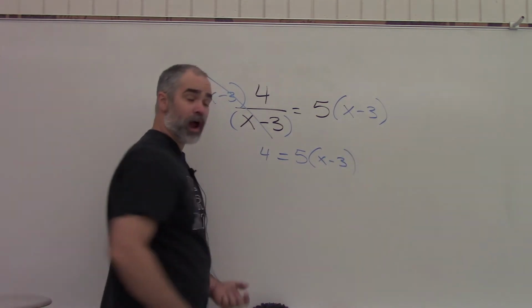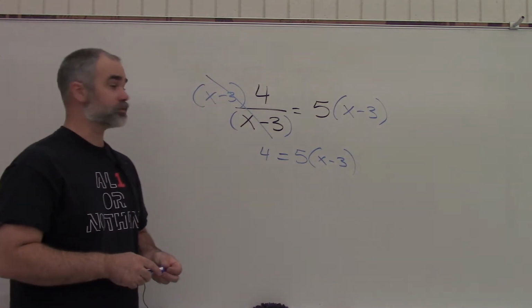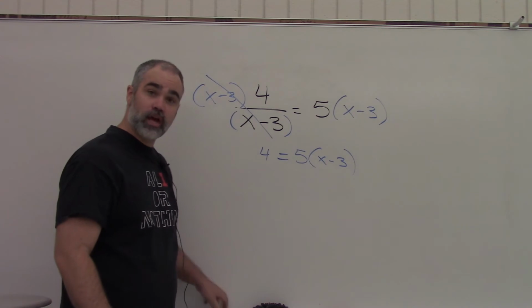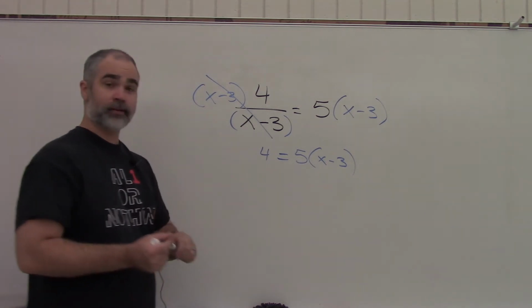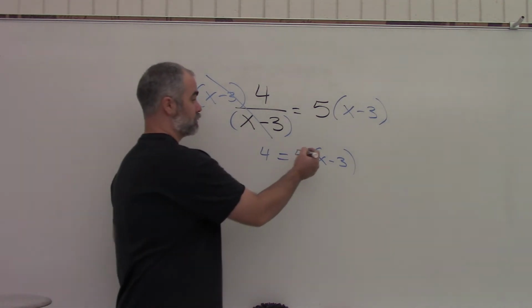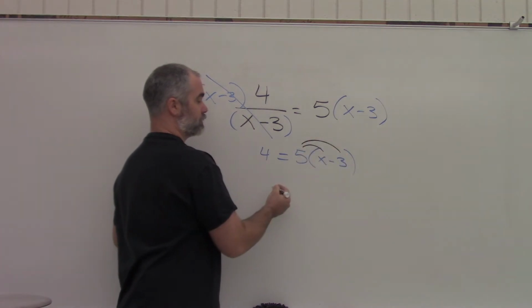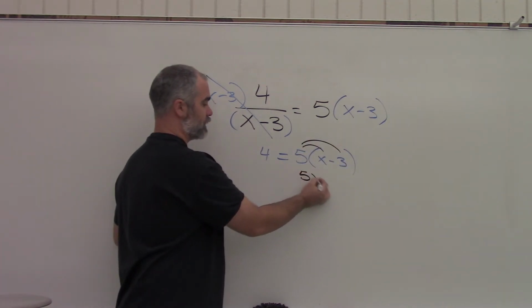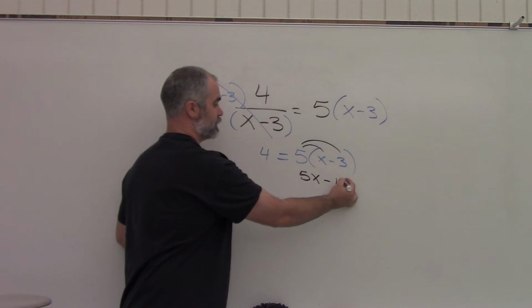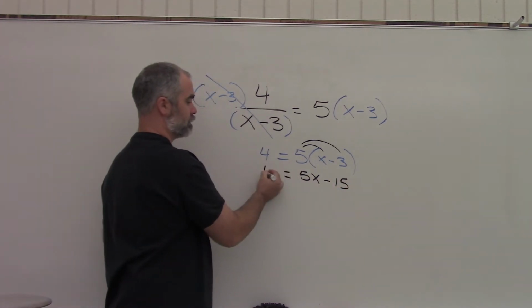But this looks like a problem that we did in the last episode. Lots of distributing, stuff on both sides. You know how to do this. Let's go ahead and finish it. We can distribute, put 5 into both of these, which is going to give me 5x minus 15. 4 is still over here.